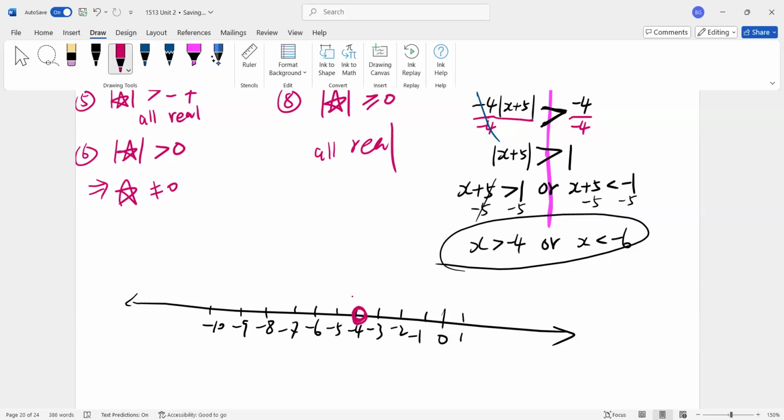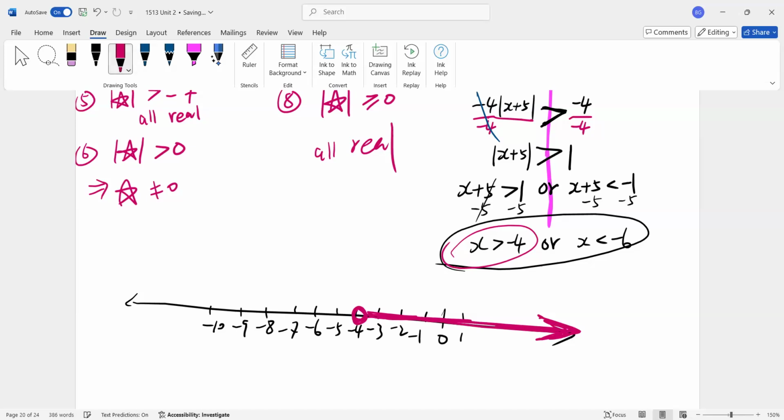So we have a circle here to indicate 94 is not a solution for that piece. Not finished yet. Bigger than 94, so to the right, all the way to infinity. So that's the first piece.